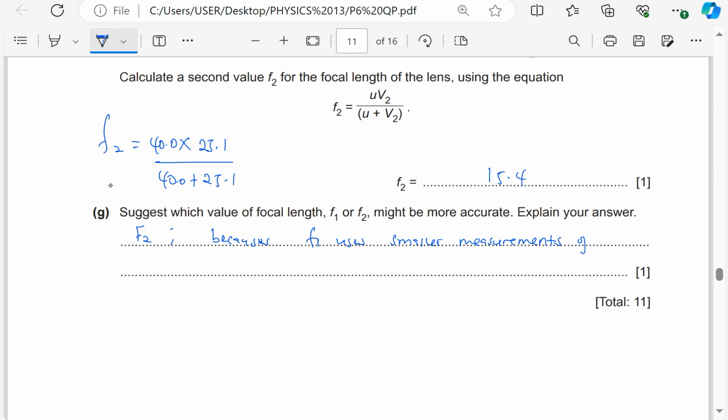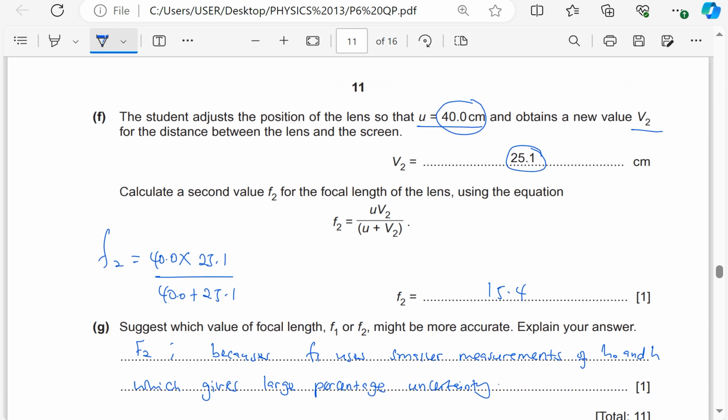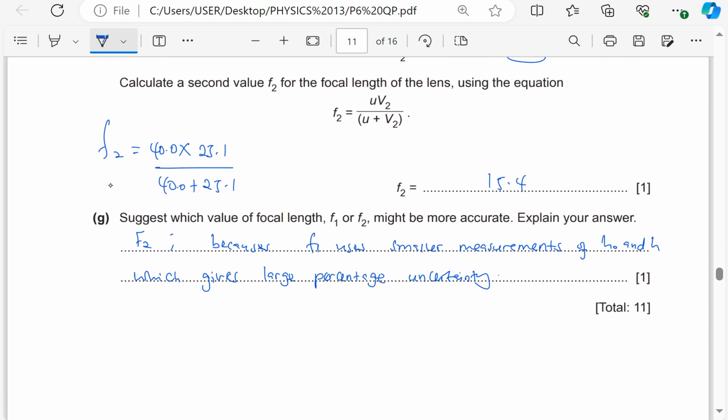F1 uses smaller measurements of H naught and H, which gives large percentage uncertainty. You notice that F2 was using large values of U and V2, yet F1 used the smaller measurements of H naught and H, which gives a large percentage uncertainty. Every time you take a very tiny measurement, the percentage uncertainty is going to be large. But if you take a large measurement, the percentage uncertainty is smaller. So that means a large measurement gives more accurate values.